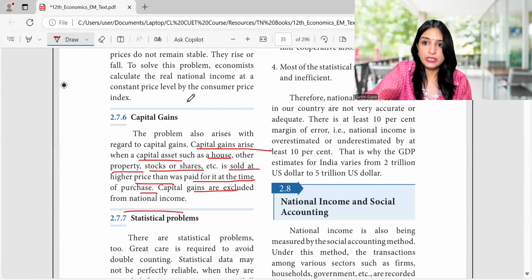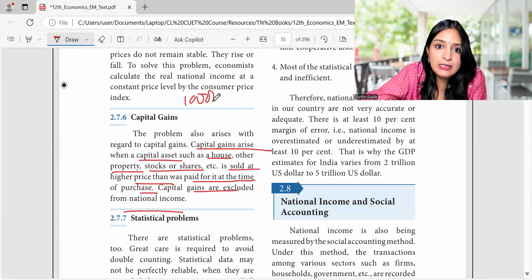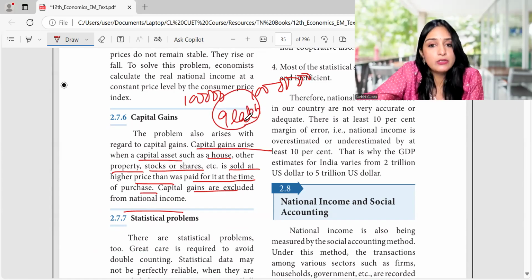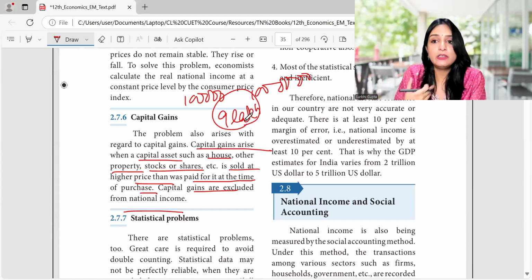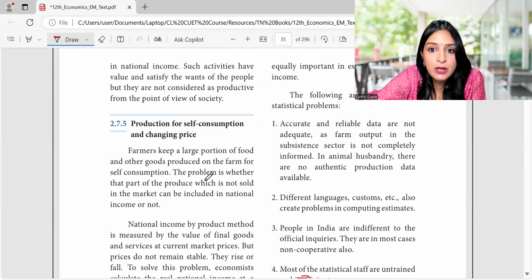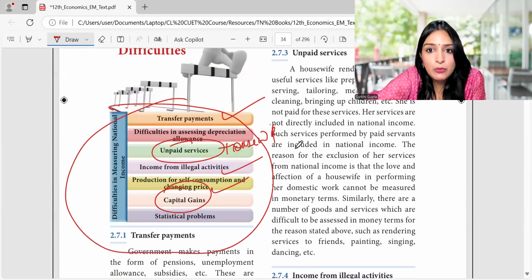So imagine you purchased a house for 1 lakh rupees, and now you sold that house for say 10 lakh rupees. So your capital gain is 9 lakh rupees, which is not accounted for. So where has it gone? It is not a part of GDP when your income has increased. So that's the issue.